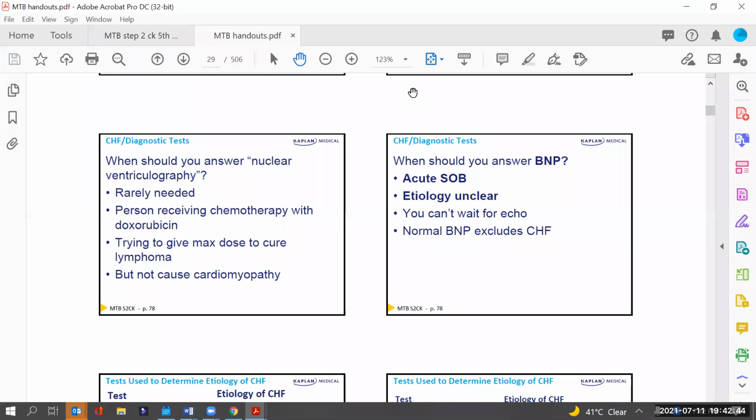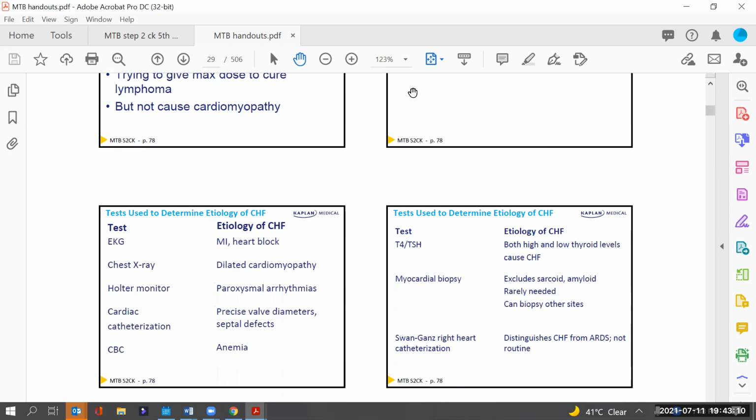And if the results are normal, you can easily exclude that this patient is a case of congestive heart failure. This is very important. So the presentation is the same as congestive heart failure. You don't know the reason, you don't have time to go for echocardiography, you just quickly want to rule out congestive heart failure. You will check the level of this B-type natriuretic peptide, and if the levels are normal, you can easily exclude that this is a case of congestive heart failure. We have to evaluate for the pulmonary causes.